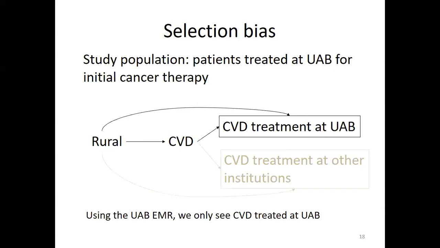So what happens is we only see this piece, right? And we're sort of blind to treatment at other institutions. And it's really likely that people in rural areas are not going to be treated for their heart attack or their stroke here. So that's an issue of selection bias.